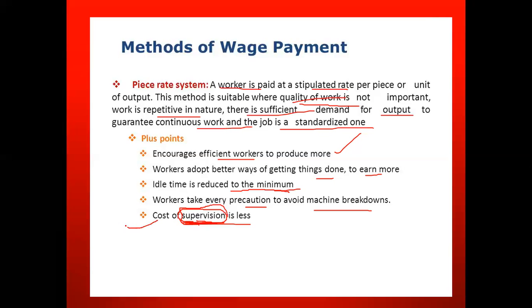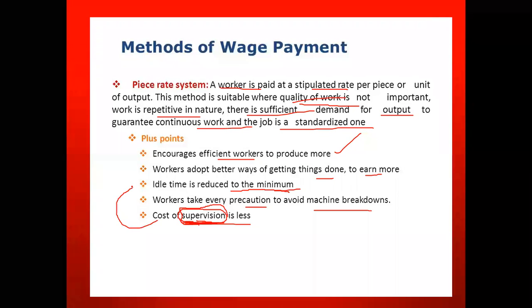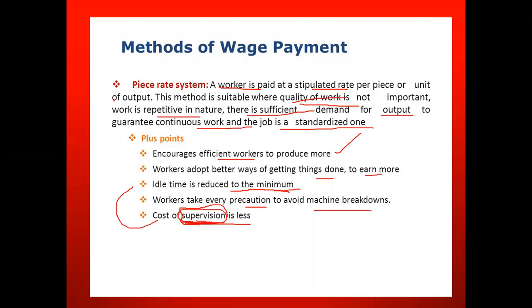So when it comes to production, what is the meaning here? Whenever you are working according to the unit piece or unit of output, and they show the money towards the output you are producing, then automatically the time is reduced. Workers take every precaution to avoid machine breakdown, and the worker also adopts better ways of doing things. Suppose if you do a little better, they give a little more money, then how will you do the work?